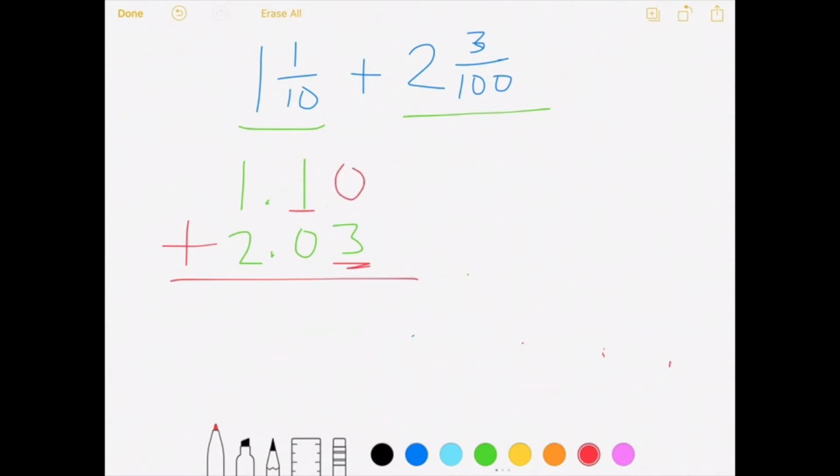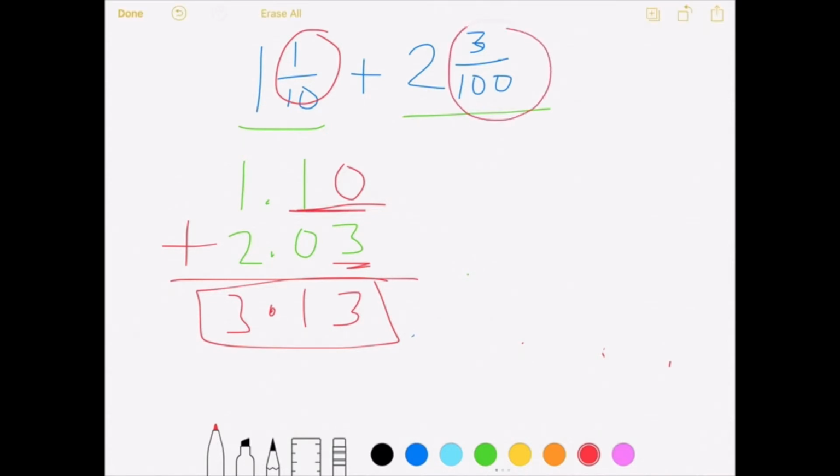You can put a spacer here if you like. Don't forget your decimal, and you will have 3, 1, 3 for the answer of 3 13/100. So notice that 1/10 in the fraction form became 0.1 in the decimal form, and 3/100 in the fraction form became 0.03 in the decimal form.